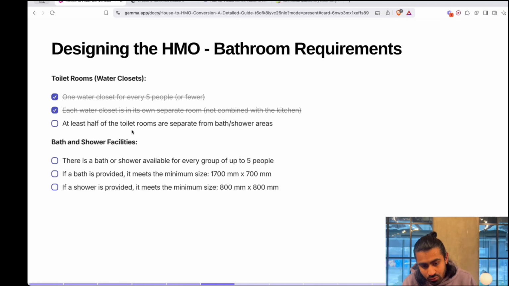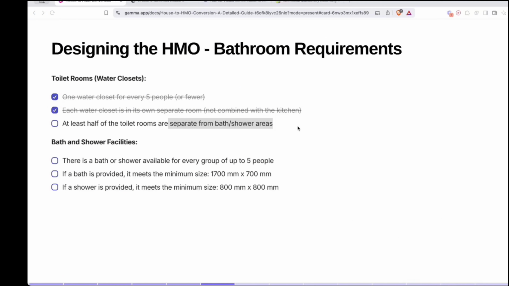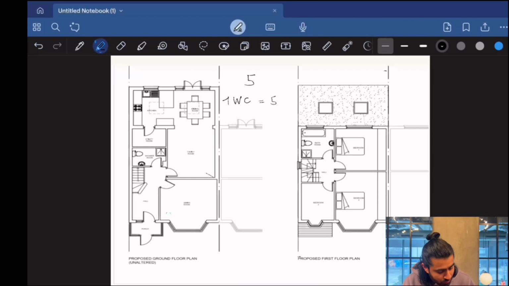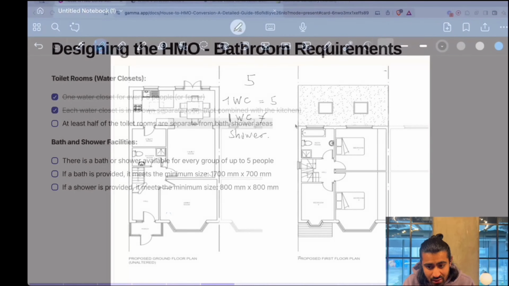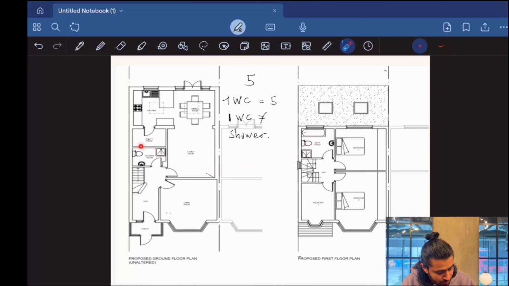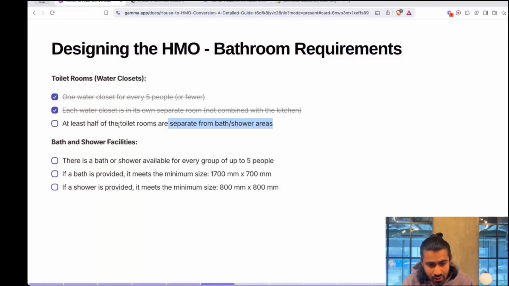And at least half of the toilets are separate from the bathroom/shower areas. And this is quite interesting, right? Because it's basically saying that half of the toilets need to be separate from the shower areas. But then it's also saying, so let's go back here. So half, which is 1 WC, cannot be in the shower. So technically, we don't actually meet this because we've got 2 WCs, but they're all combined within the shower facilities. So this one is not getting met currently.